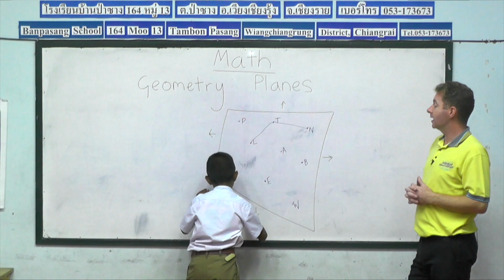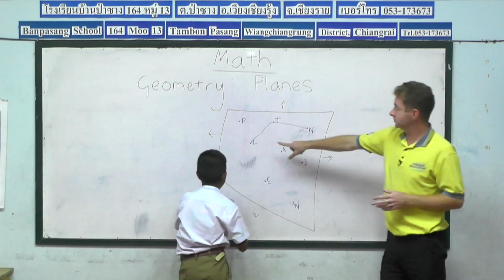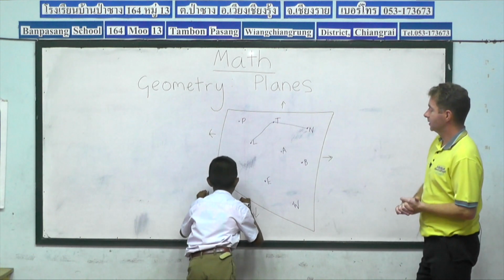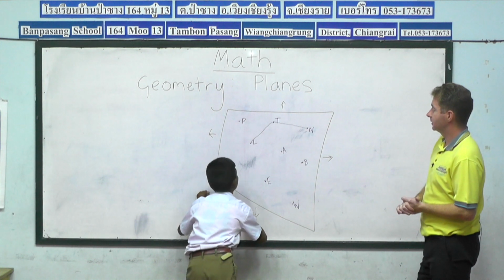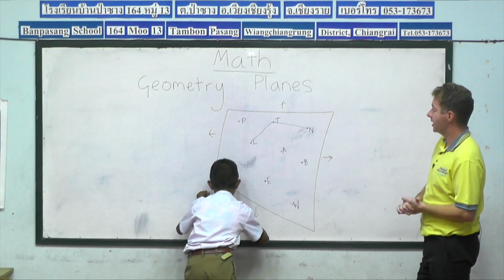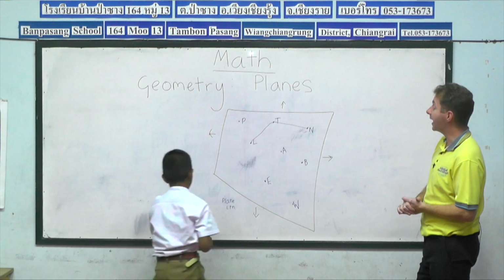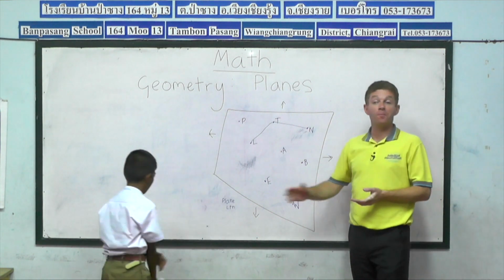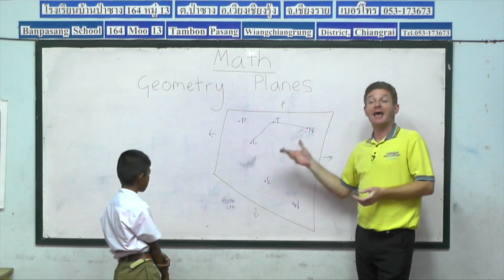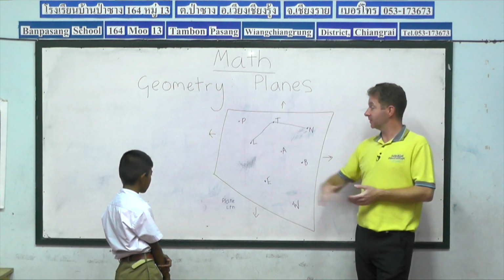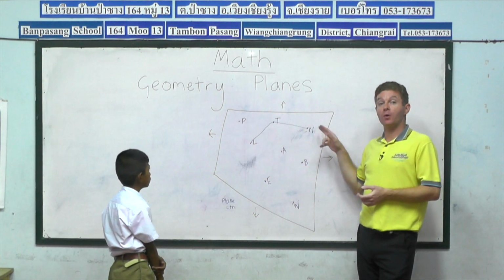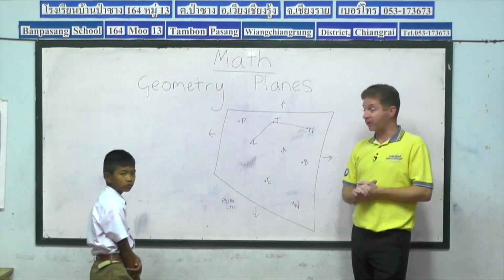Plane L, T, N. Excellent. All together, guys, we've got plane LTN, by combining 3 points that do not create a straight line.